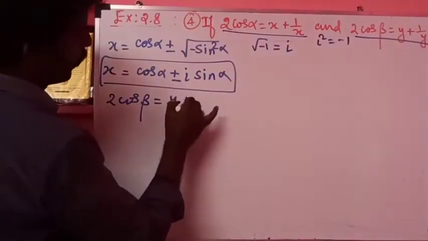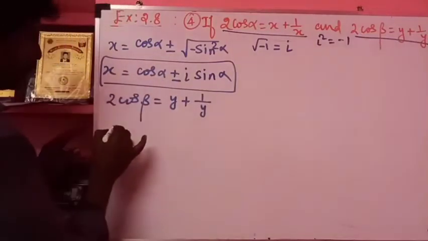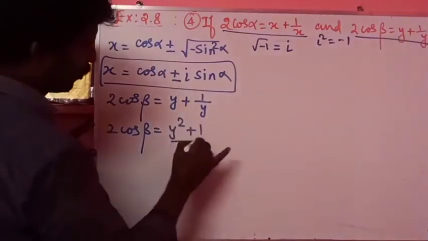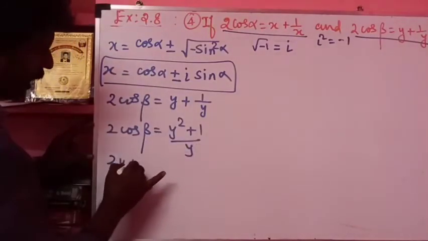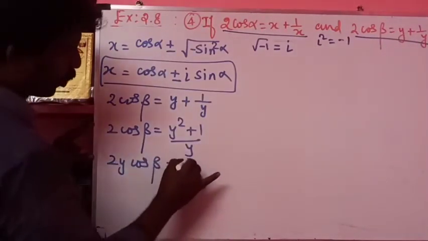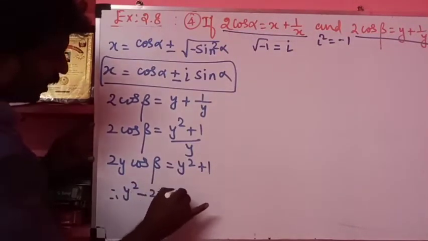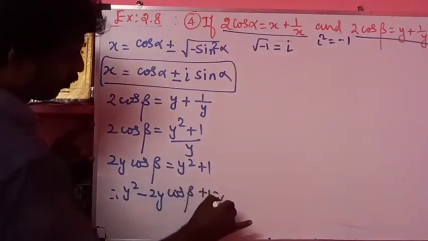2 cos beta is equal to y plus 1 by y. So this is 2 cos beta is equal to y square plus 1 by y. So this is 2y cos beta is equal to y square plus 1. Therefore this is y square minus 2y cos beta plus 1 equal to 0.